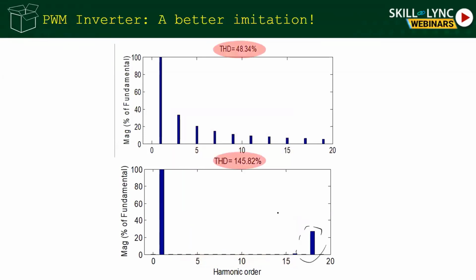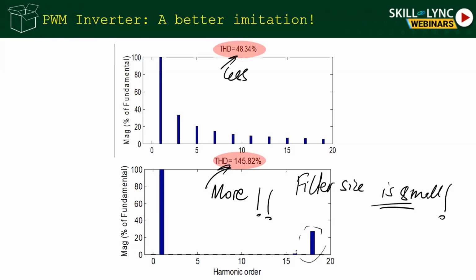If you compare them in terms of total harmonic distortion, the distortion was less in the square waveform, and the distortion is more in the PWM waveform. Still, we prefer to use the PWM waveform because of the filter size. Most of the inverters you see, ranging from medium power to high power, are PWM inverters. It gives you a better imitation of a sine wave, right?